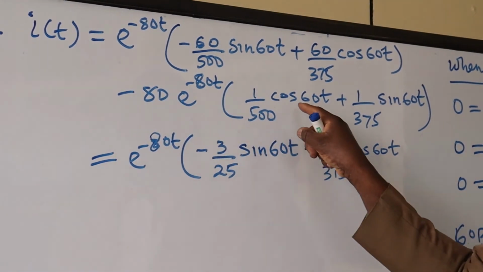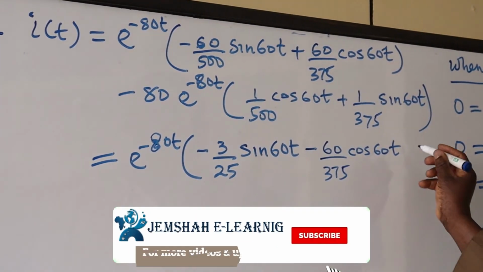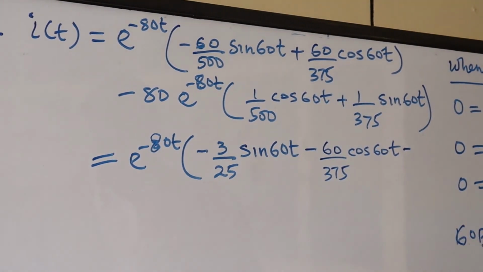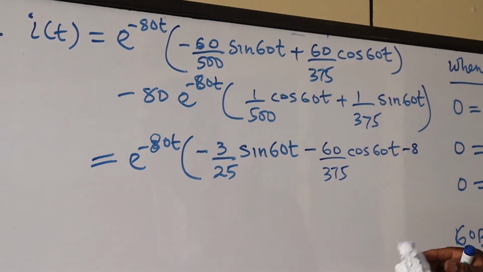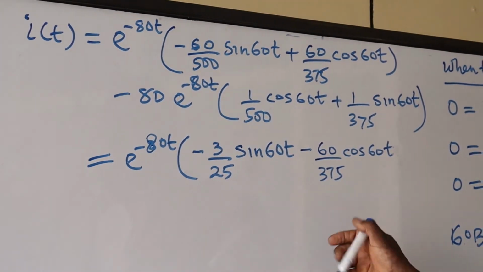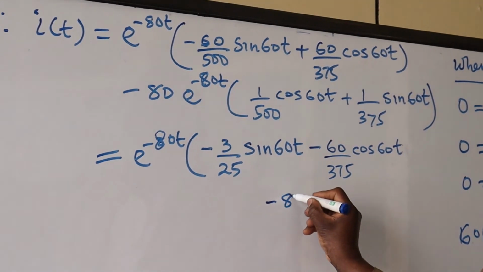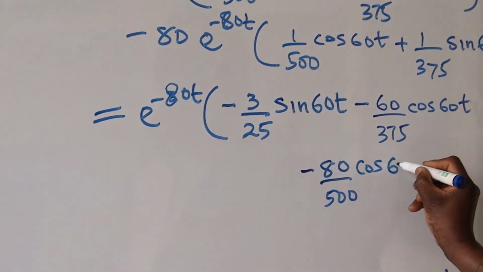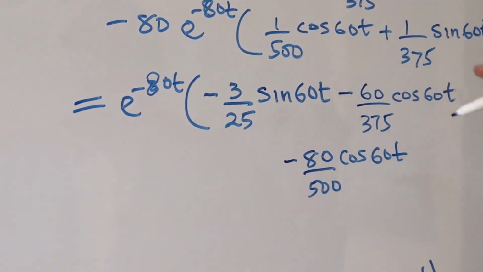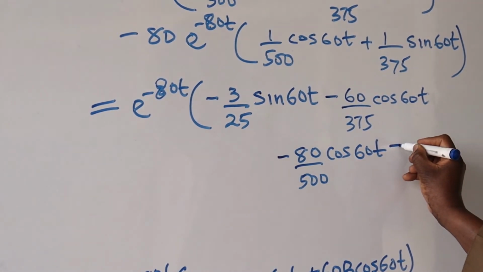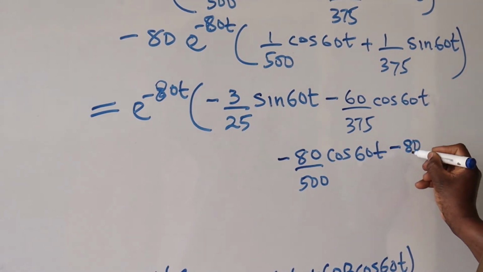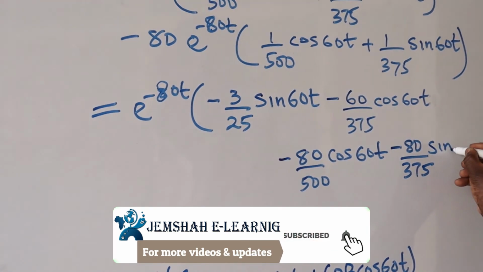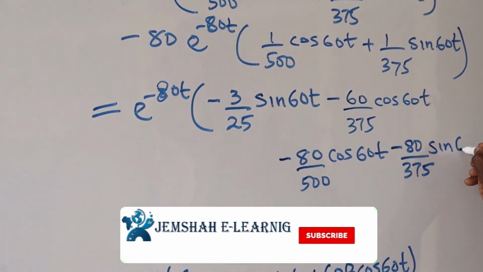Now minus 80 times this, we get minus 80 all over 500 cos 60t. Minus 80 over 375, we have minus 80 all over 375 sine 60t.